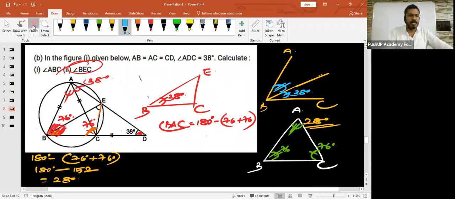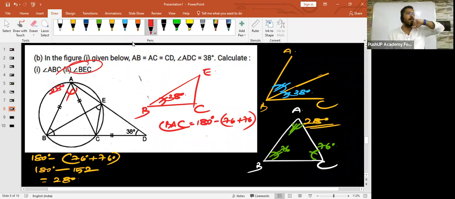Children, I hope this part is clear. I'll erase everything on this figure and I'll label the value of angle BAC. How much is it? 28 degrees. Children, they were asking us to find what? Angle BEC, this angle. What is angle BAC? It is the angle subtended by chord BC on the circumference. What is angle BEC? That is also an angle subtended by the same chord BC on the circumference of the circle. Does that make sense? So whatever is angle BAC, the same will be angle BEC.